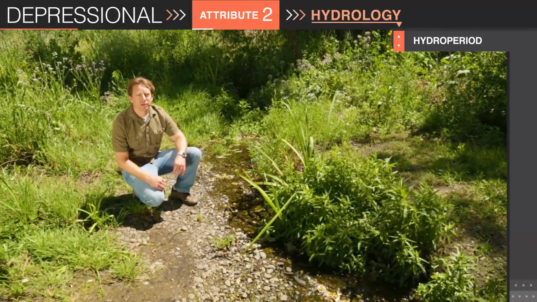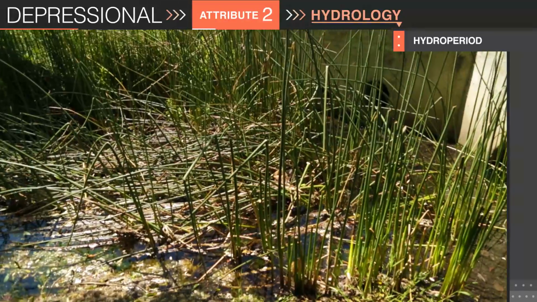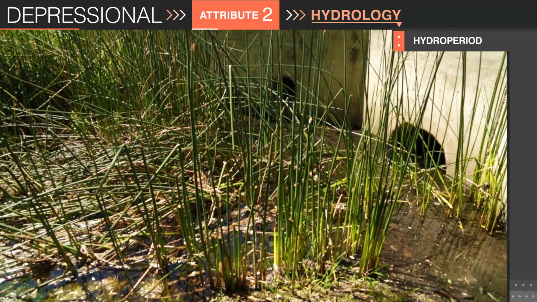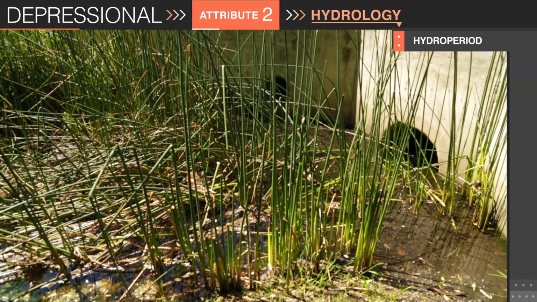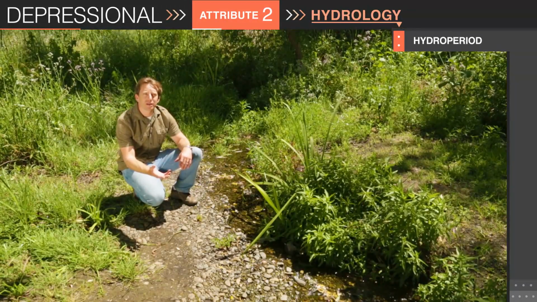Metric 2 of the hydrology attribute is hydroperiod. This metric looks at the frequency of inundation in your wetland over the course of a typical year. To assess this metric, look around the perimeter of your wetland for any indications of water being actively moved into or out of the wetland.